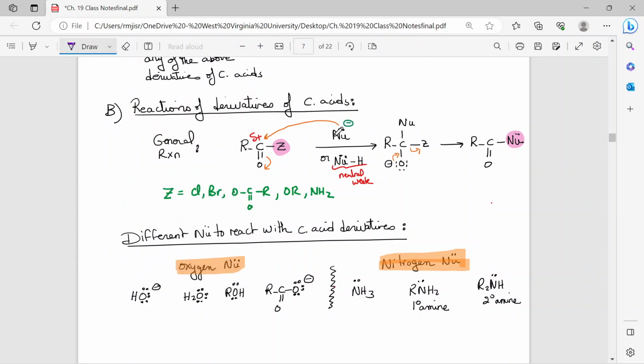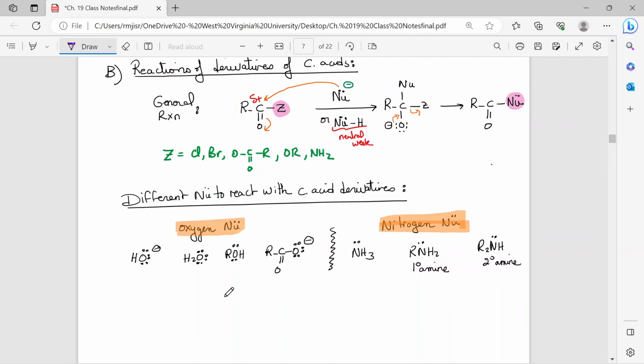There are a variety of nucleophiles that we can use. The nucleophiles can vary between strong nucleophiles and the neutral nucleophiles. We have oxygen nucleophiles, we have nitrogen nucleophiles. And by changing the nucleophile, you can change the product that is formed. The derivatives of carboxylic acid, whether you are starting with an acid halide or an anhydride or an ester or an amide, they all work with oxygen nucleophiles and nitrogen nucleophiles.